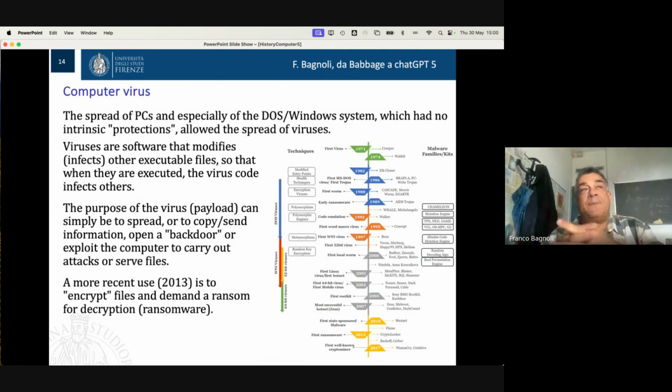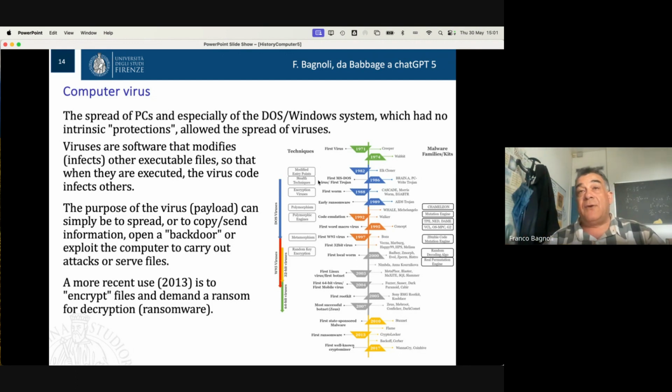In Unix, a standard user cannot write to a system file or to an executable file shared by all users, while in the DOS Windows system you could do anything you wanted. So viruses had an easy way of spreading, simply infecting executables, and every time an executable was run, it was able to infect others.